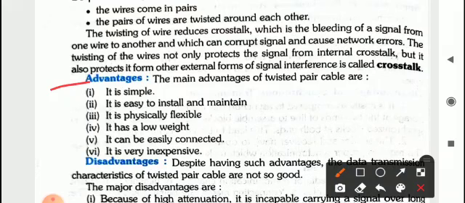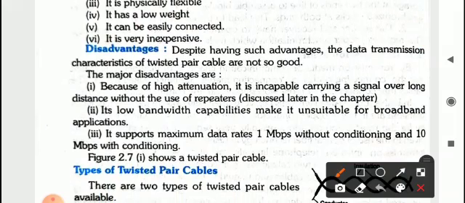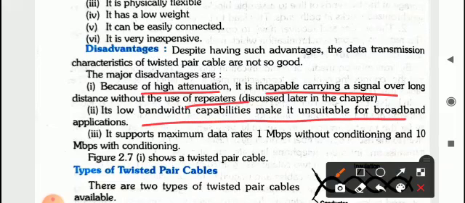An advantage of twisted pair cable is it is simple, easy to install, physically flexible, has low weight, can be easily connected, and is inexpensive also. Disadvantages are, because of its high attenuation, it is incapable of carrying signal over long distance without the use of repeaters. Its low bandwidth capabilities make it unsuitable for broadband application. It is suitable for limited area networks only.